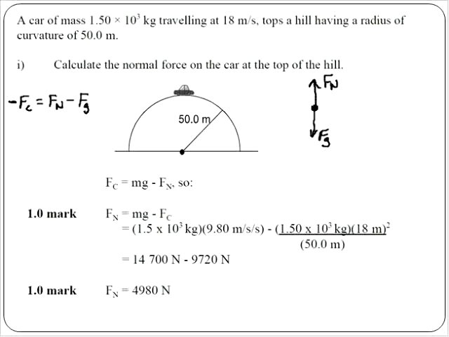It works out to be positive because Fn is upwards. If you had done it so it was upside down, you would have ended up with Fn negative. You would have gotten a negative answer because Fn was down. But anyway, Fn is 4,980 newtons. But you had to be careful there, because if you did it the other way around, you would have got the wrong sign. And then you would have known something was wrong. Because up and down are the directions there.